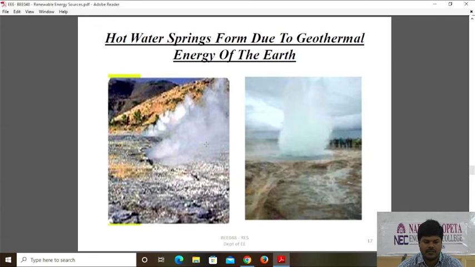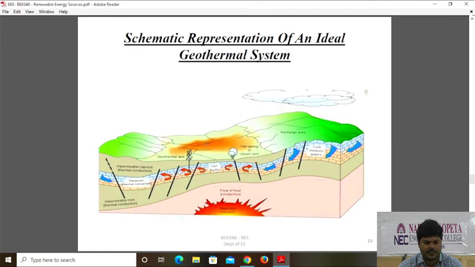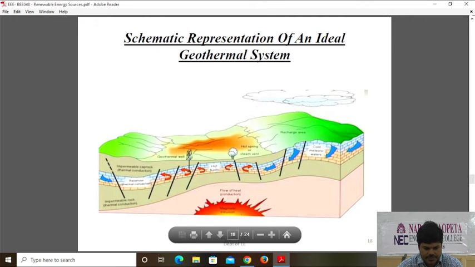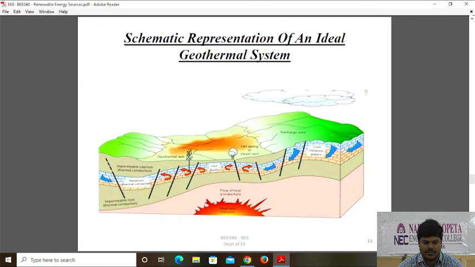Especially in our Andhra Pradesh, in Rayalaseema districts, we have these geothermal spots, like Nandyala, Karnal regions. See the schematic representation of an ideal geothermal system. This is the earth surface. Under the earth surface, we have nothing here. Under the earth, we have high temperatures. These temperatures we will use for the generation of electricity.